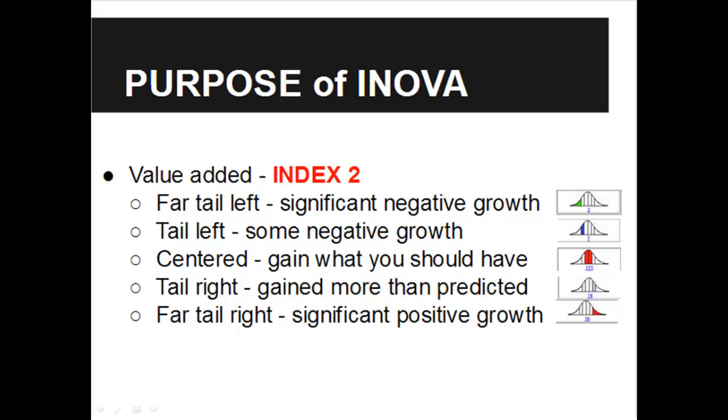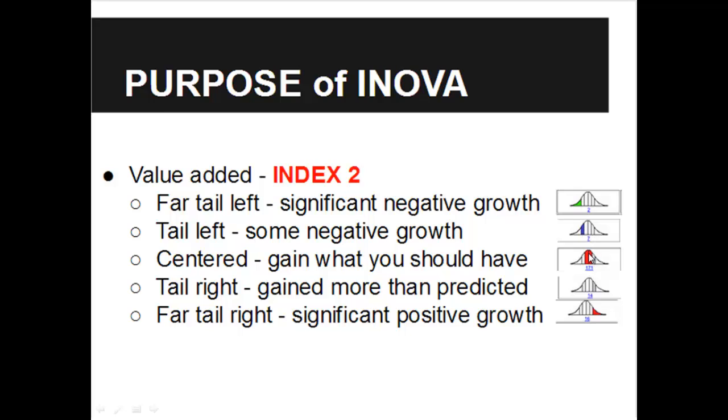On index 2, you would need to look at the placement of the color within the curve. So for this example, we're only seeing placement. Don't look at the color now, so just placement. We see that the placement of this color is on the far tail left, which means this student made significant negative growth. If the color is within the tail left, that means that the student had some negative growth.